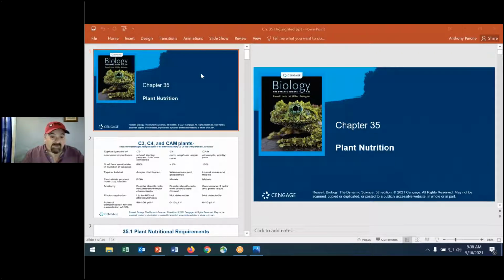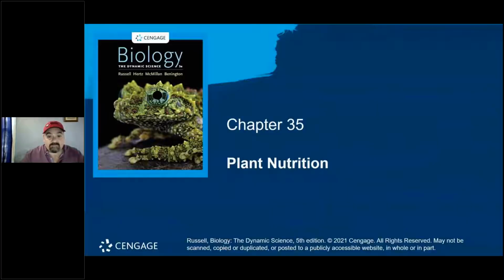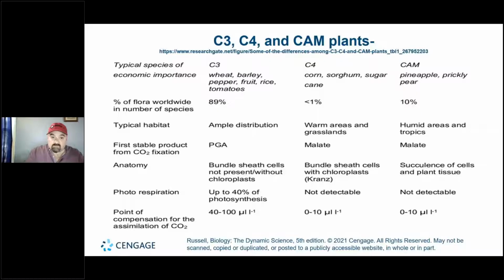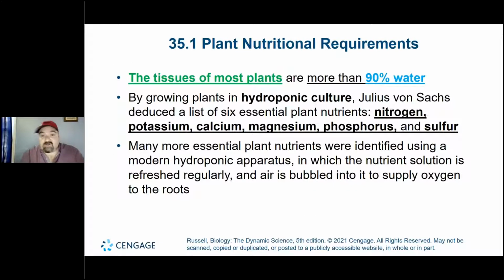Today we're going to be looking at chapter 35, plant nutrition. So let's begin by going through this chapter here. I'm going to come back to this slide in just a few minutes. So here we have the nutritional requirements for plants.